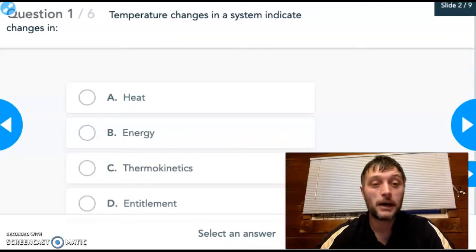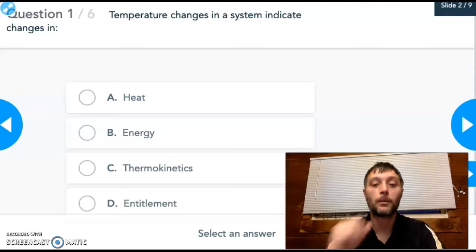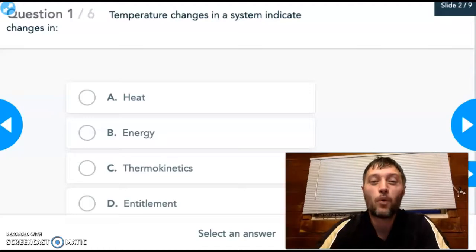So, number one, temperature changes in the system indicate changes in energy. A lot of you said heat here. Remember, heat is when energy is transferred from one thing to another. So heat is a form of energy. So energy is a more right answer than heat.